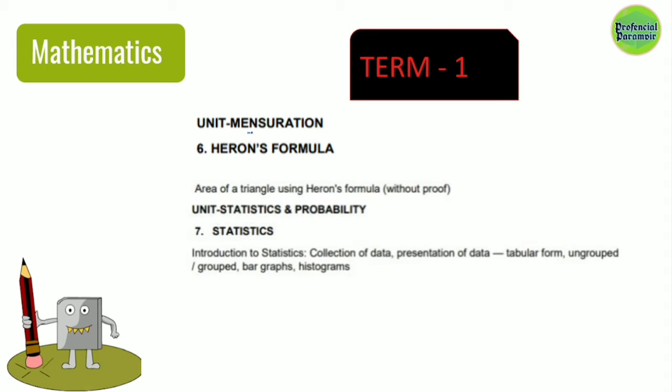Okay guys, moving to the mensuration unit. From the unit of mensuration, we are having one chapter, that is Heron's formula, and in this we are having one topic, that is area of a triangle using Heron's formula.